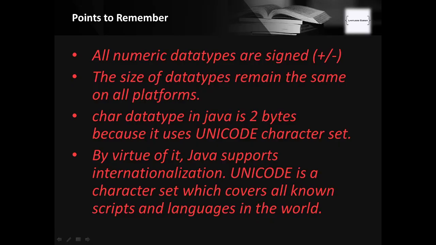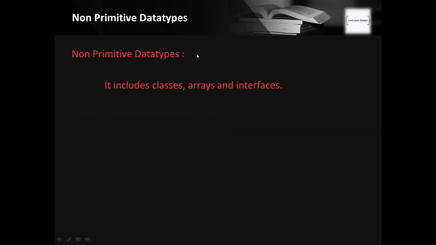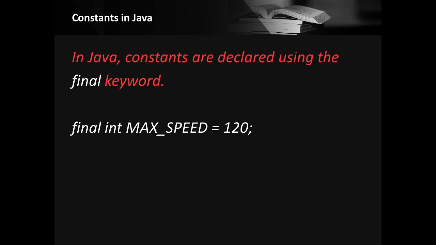Next, we are going to the constants. These are the non-primitive data types, which include classes, arrays, and interfaces. We can see them in further classes.